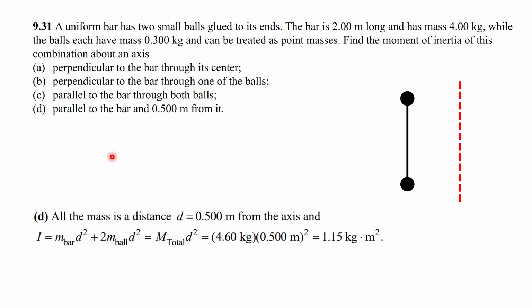And part D: if there is a distance between the bar and the axis, then we can treat each ball as a point mass, and the bar could also be treated as a spinning point mass, because we just sum them. Then we just use the total mass times the radius squared. The radius is 0.5 meter, so that is the total mass times 0.5 squared.